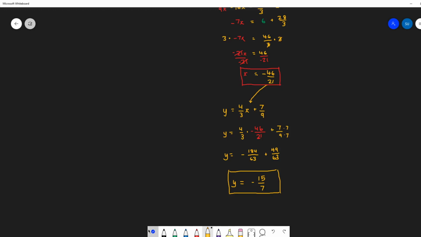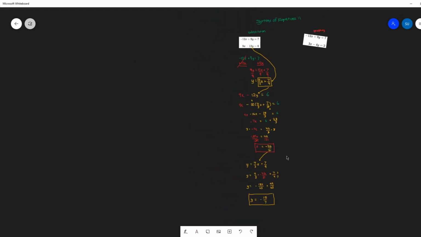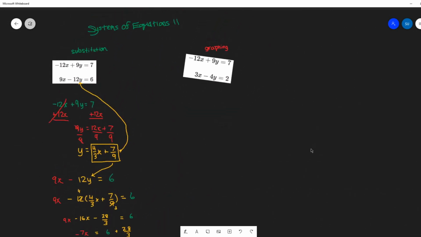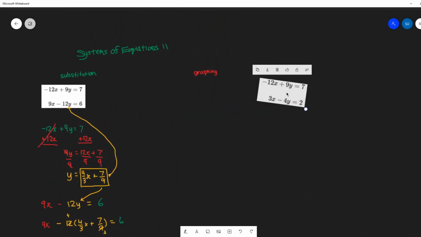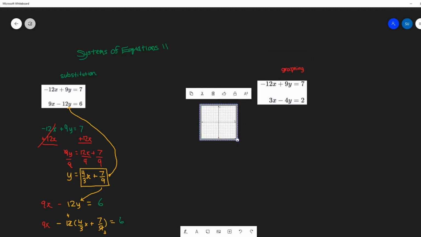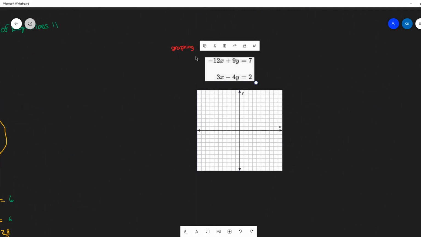Okay, so that is how you solve a system of equations using substitution. Now we are going to get into graphing, which honestly most of the time is useless, but hey, if you're looking to try something new, go ahead, honestly. So first we're going to need our coordinate plane to start graphing, which I have so conveniently over here. Let me move this over to the right a bit.